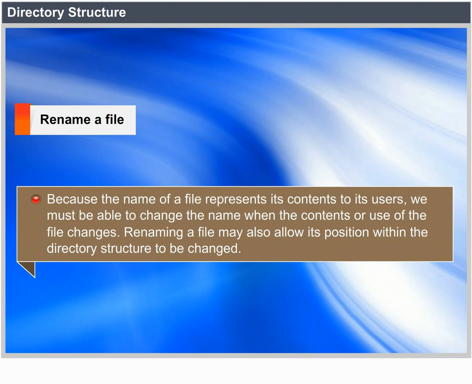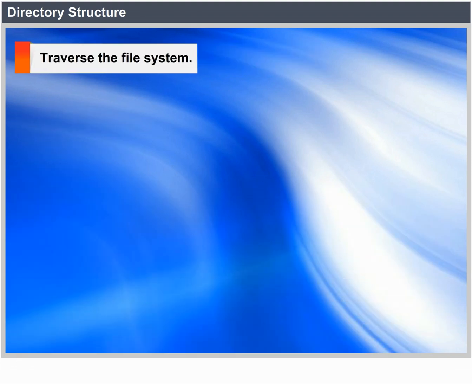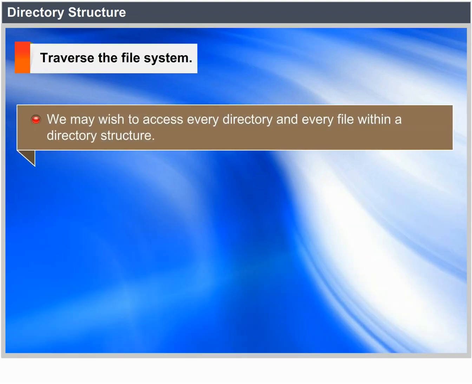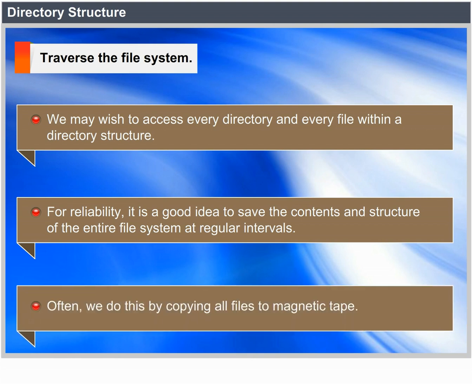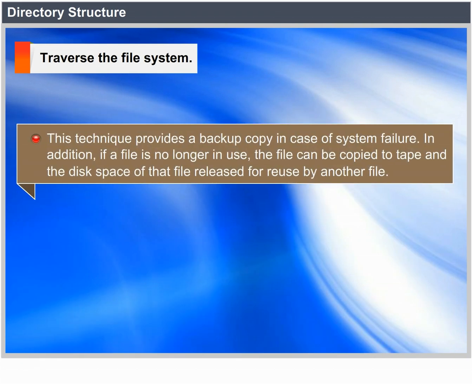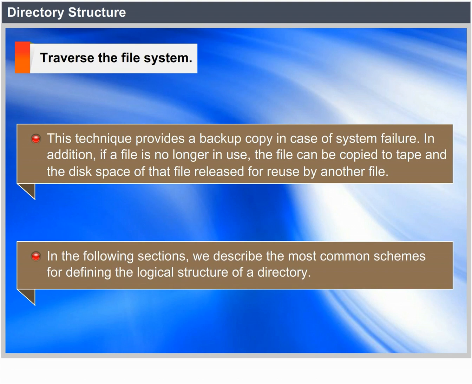Traverse the file system. We may wish to access every directory and every file within a directory structure. For reliability, it is a good idea to save the contents and structure of the entire file system at regular intervals. Often, we do this by copying all files to a magnetic tape. This technique provides a backup copy in case of system failure. In addition, if a file is no longer in use, the file can be copied to tape and the disk space of that file released for reuse by another file. In the following sections, we describe the most common schemes for defining the logical structure of a directory.